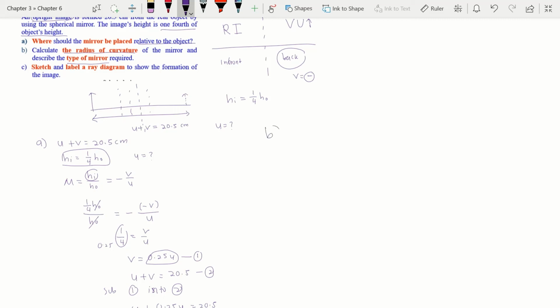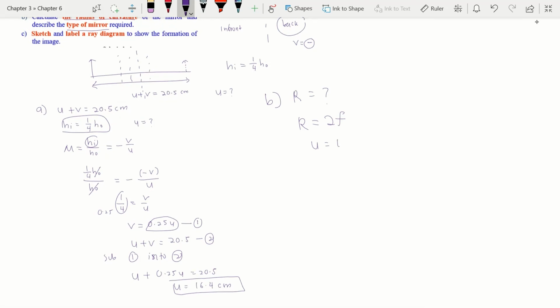Okay, let's settle B. Radius of curvature. How do you look for it? What is the formula for radius of curvature? Radius of curvature equals 2 times the focal length. So we already know our u. Our u is 16.4 centimeter, and we just need to look for our v. Then we can find our focal length. After we find our focal length, we can put it into this equation.